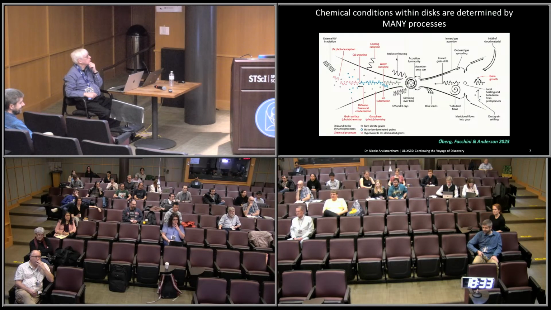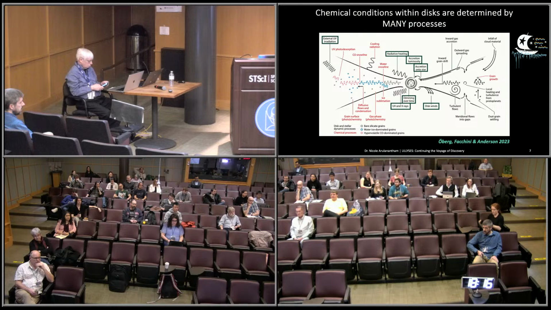Now, the process of mapping chemical conditions in protoplanetary disks is wildly complicated. So if you feel overwhelmed by this plot, don't feel bad. I also feel a little bit overwhelmed by this. This is a beautiful figure from Karin Oberg's recent review paper. But I'll focus on the pieces of disk chemistry that the Ulysses data can kind of help us start to get a handle on.